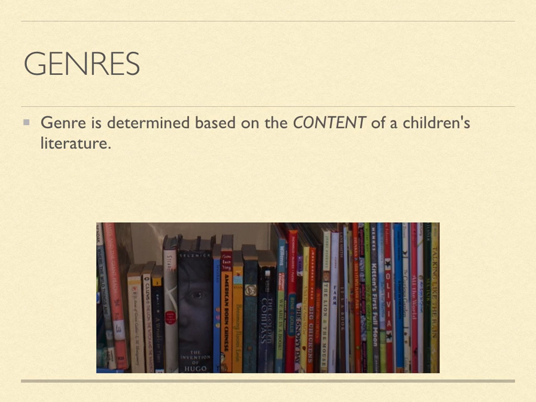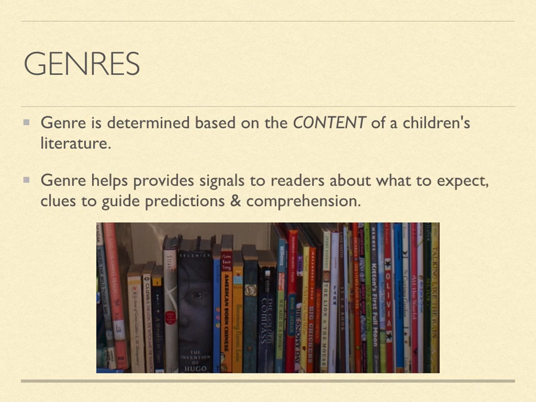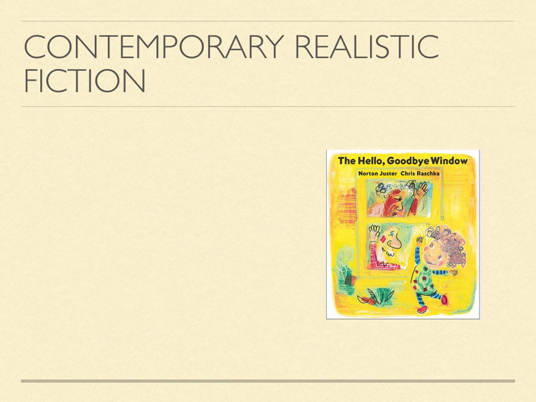So to start with, let's think about genres. Genre is determined based on the content of children's literature. So it provides signals to readers about what to expect. It gives us clues to help make predictions. It can help with comprehension. We know that it helps with comprehension. And the big thing to remember here is that it's about the content. So the content of the story or the information being presented is what informs our understanding of genre.